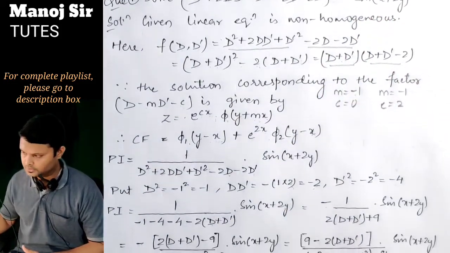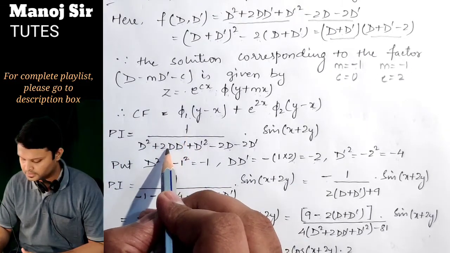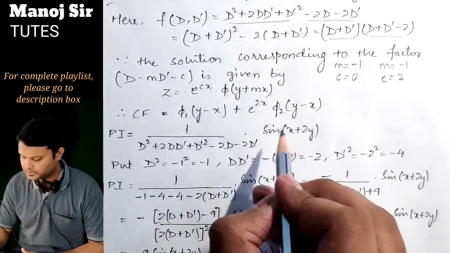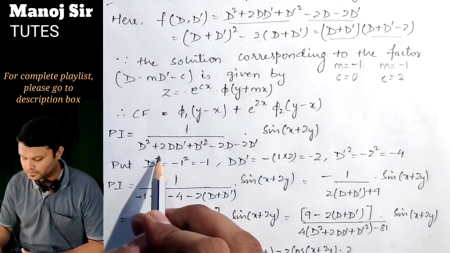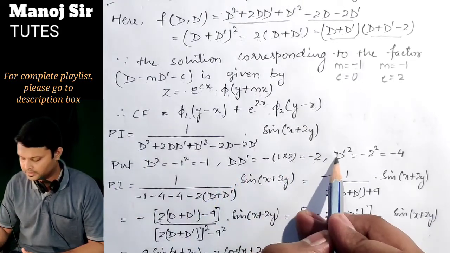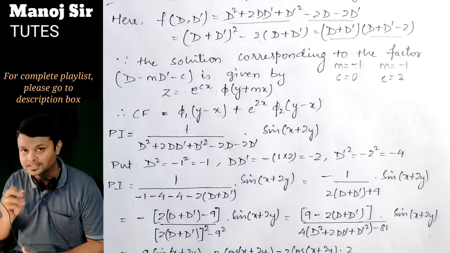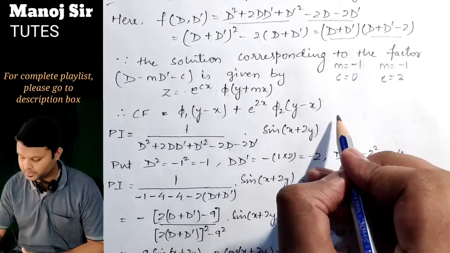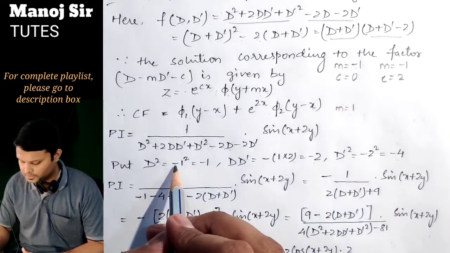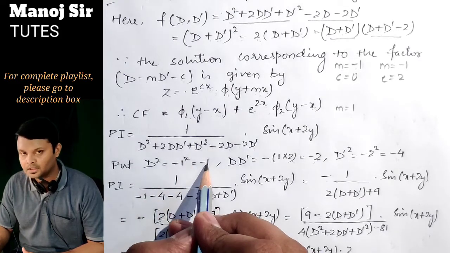Trigonometric function. So what is PI? That is 1 upon D square plus 2D D dash plus D dash square minus 2D minus 2D dash, into sine of x plus 2y. Now we need to search for the D square, D D dash and D dash square terms, because in place of D square we need to put minus m square. What is m? That is the coefficient of x, that is m equals 1. So minus of m square, that is minus of 1 square, that is minus 1.